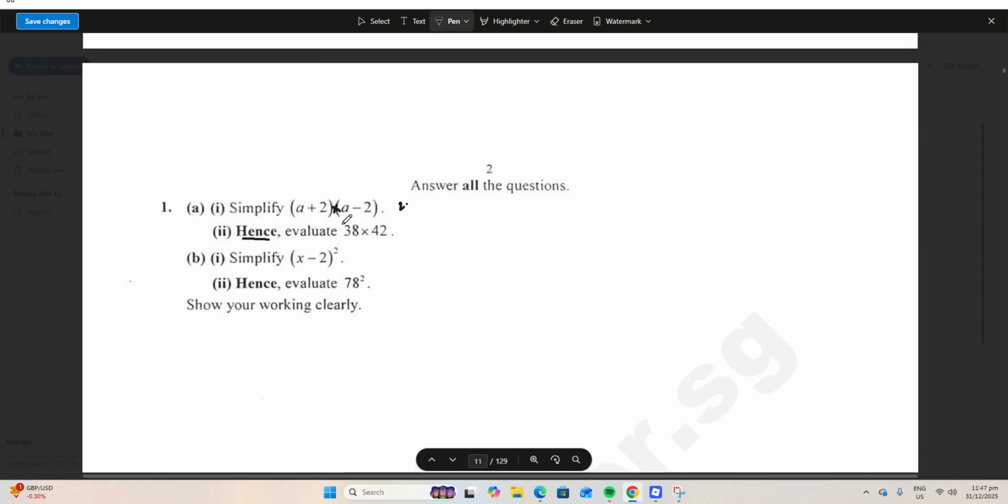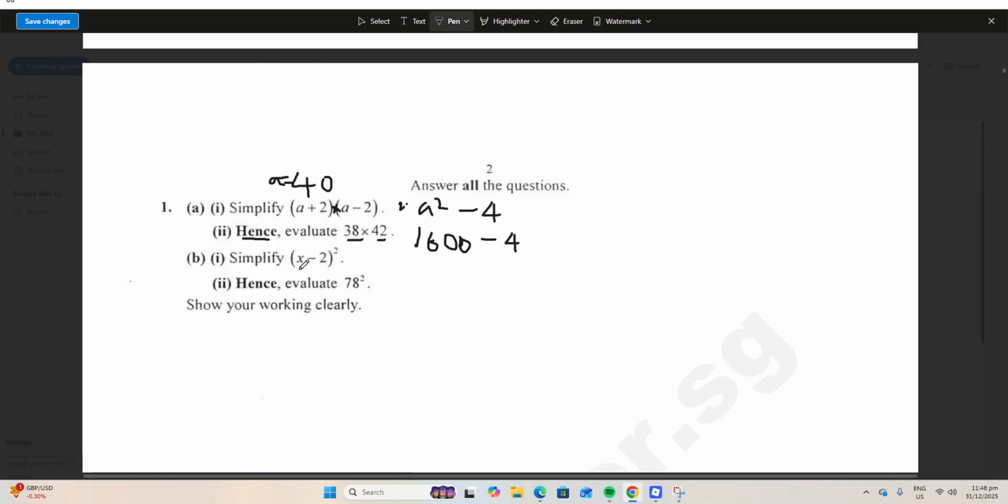So take a look. If a is equal to 40, then 40 plus 2 equals 42, and 40 minus 2 is 38. So 38 times 42 is basically a squared minus 4. What is your a squared? A is 40, right? So it will be 1600 minus 4. What is that? Just use a calculator. 1596, okay.